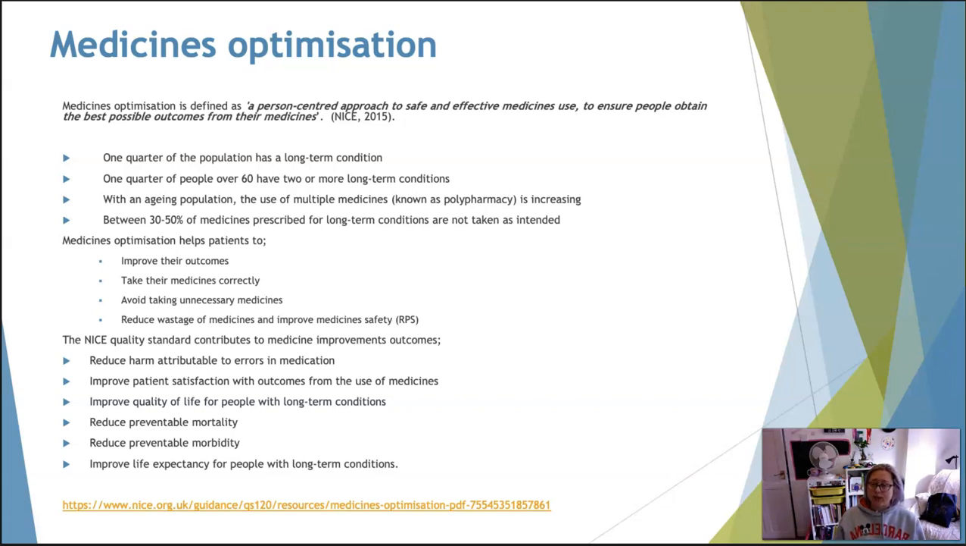So a couple of stats for you. A quarter of the population has some kind of long-term condition, and a quarter of people over 60 have 2 or more long-term conditions. So when we're thinking about our medications management, quite a lot of our patients, especially if they're over the age of 60, are going to be having multiple medications to treat their underlying long-term conditions. And within this ageing population, the use of multiple medicines, also known as polypharmacy, is increasing.